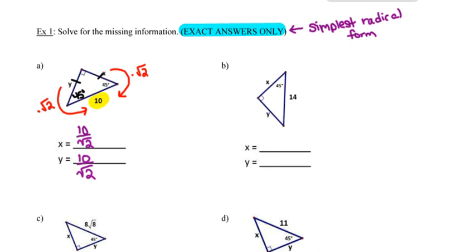All right, in letter B, same kind of idea. Again, we have this 45, 45, 90 right triangle, or in other words, the isosceles right triangle. So like letter A, our x value and our y value here represent the legs of that right triangle. And since to find the hypotenuse, we multiply the leg times the square root of 2, then to work backwards, in order to find the leg, we must take the hypotenuse, which is 14, and divide that by the square root of 2.